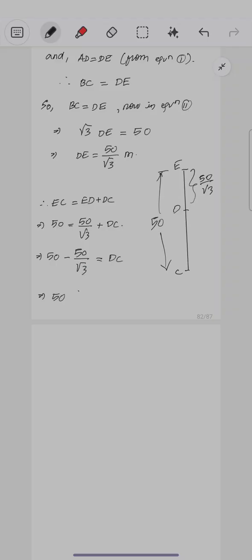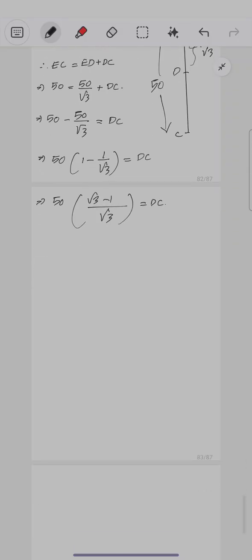Taking 50 common, what is remaining? 1 minus 1 by root 3 equals DC. Taking the LCM, 50 times root 3 minus 1 over root 3 equals DC. The value of root 3 is 1.73, so 50 times 1.73 minus 1 divided by 1.73 is DC. 1.73 minus 1 is 0.73, divided by 1.73 equals DC.